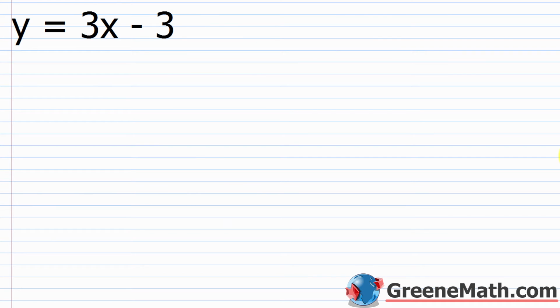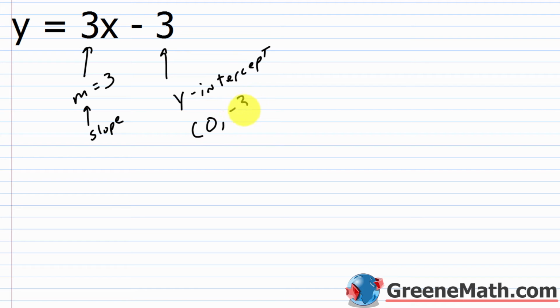All right, so let's try this other one now. We have y equals 3x minus 3. So again, it's in slope-intercept form, and we know that the slope, m, is equal to 3. Right? This is our slope. And then we know that the y-intercept occurs at (0, -3).